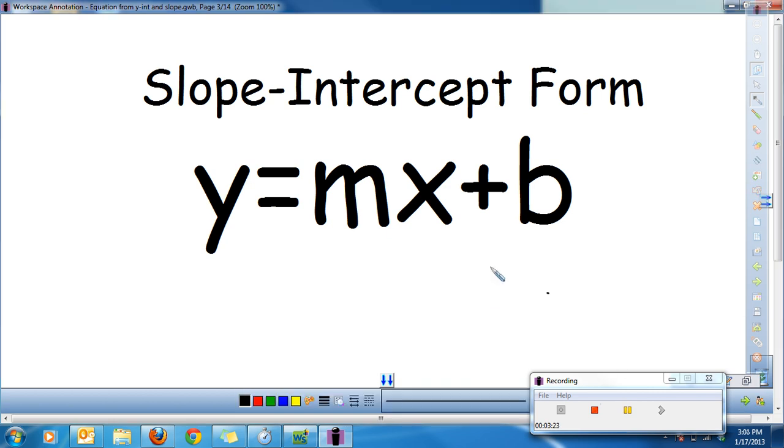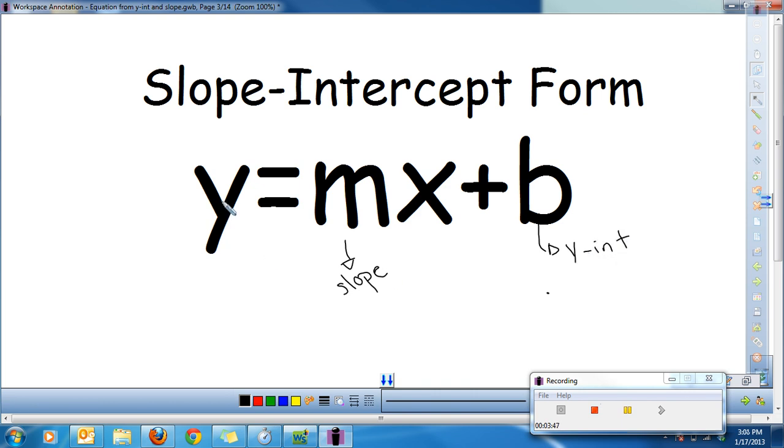Alright, so how do we write an equation in slope-intercept form? The equation for slope-intercept form, which is very, very important that you know, is y = mx + b. Y equals mx plus b. Let's talk about what these things mean. We know that m is the slope. We just learned that b stands for the y-intercept.